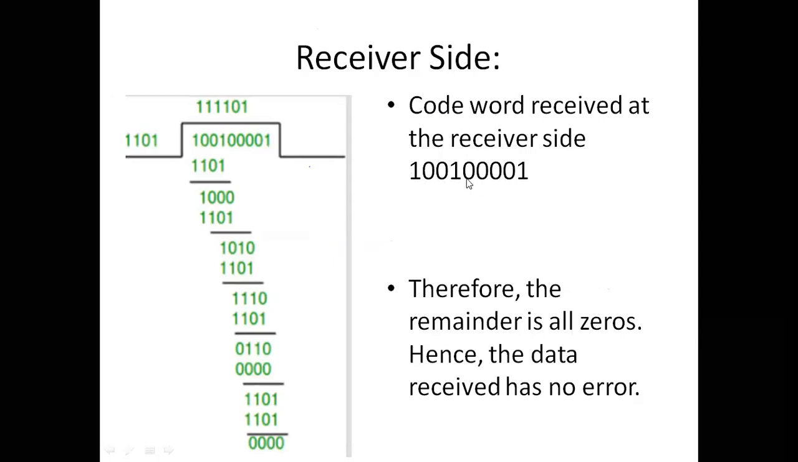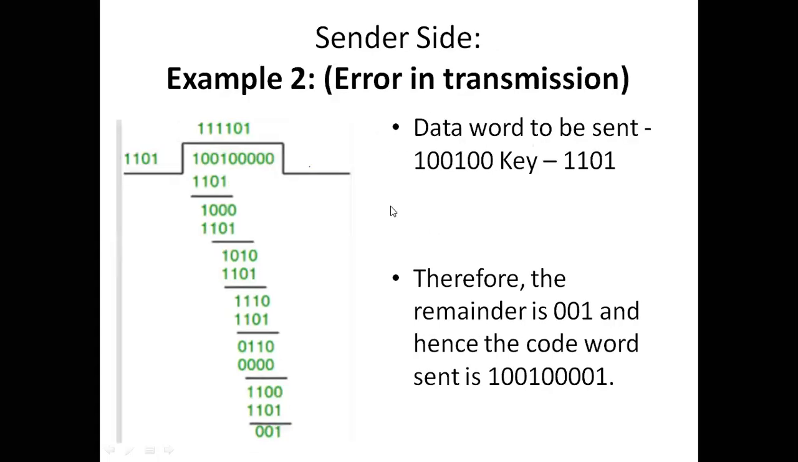This encoded message is divided again with the same polynomial. When we divide, if we get all zeros as the remainder, then the data does not have any errors, so this data is acceptable. Suppose there is an error, then how do we find it?